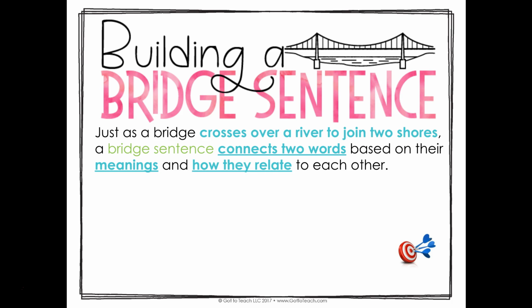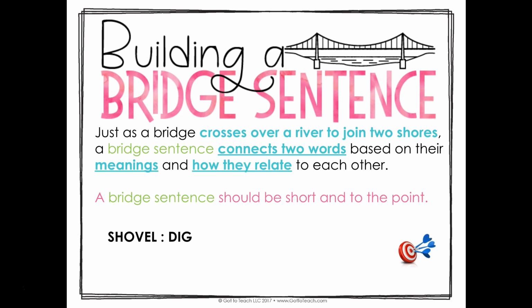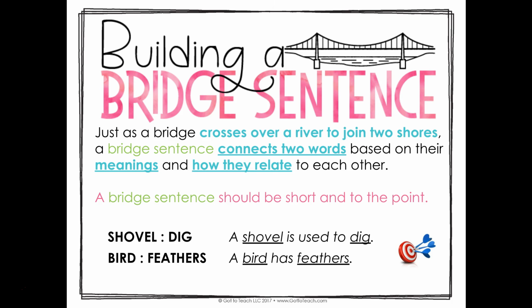So again, just as a bridge crosses over a river to join two shores, a bridge sentence connects two words based on their meanings and based on how they relate to each other. It should be short and to the point. So, a shovel is used to dig. A bird has feathers. A daisy is a type of flower. Those three sentences are short, and they try to talk about the most important thing about those two items.